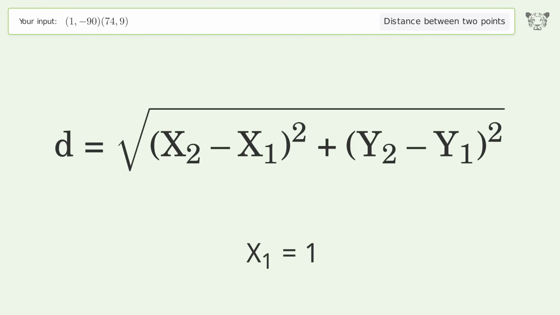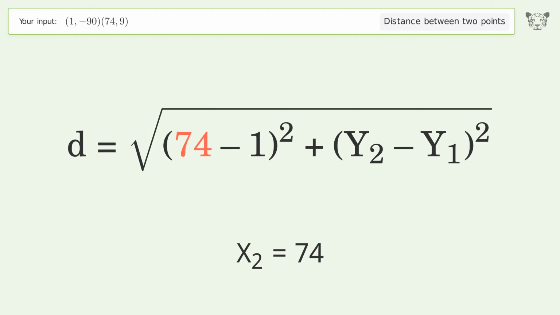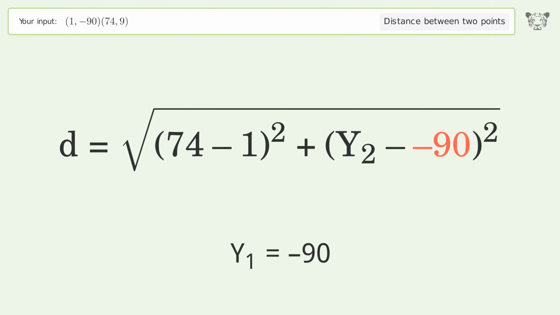x1 equals 1. x2 equals 74. y1 equals -90. y2 equals 9.